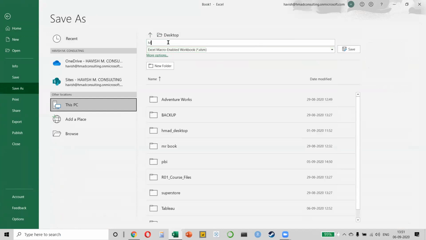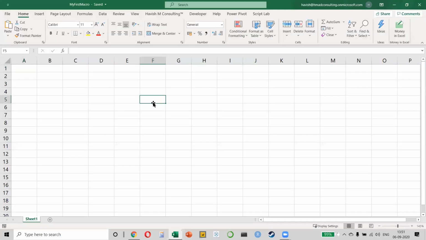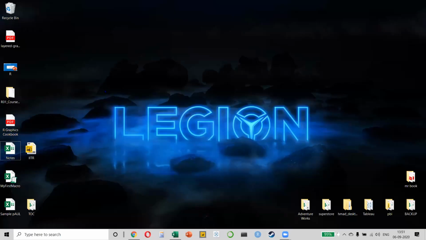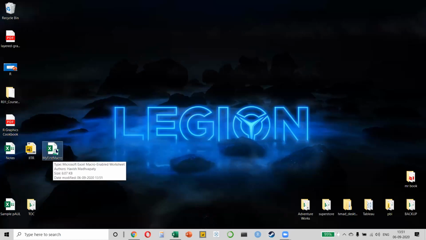Let's call it my first macro. By the way, I'll send you this file as well. So let's keep it very simple. What have we done so far? We have saved it as a macro-enabled workbook. So if you notice here, do you notice how this Excel is different from this one? This has an exclamation mark on it. This means that this one is a special type of Excel file, which can also run programs, run Visual Basic codes in it.